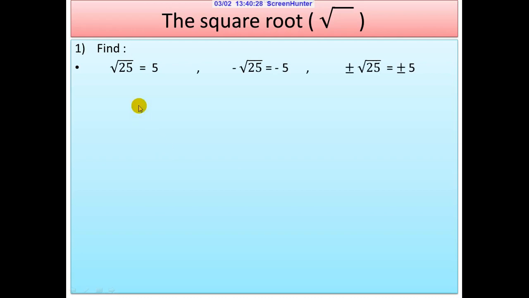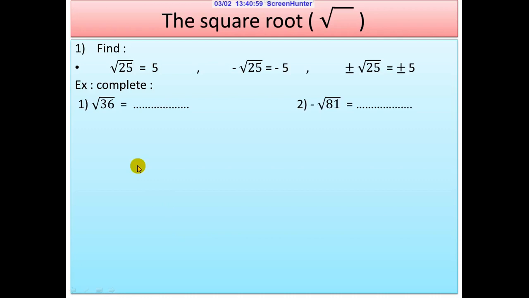Find the square root of 25 here. If he asks me to find the positive square root of 25, it means we take only the positive answer, 5. But if he says the negative square root of 25, it means we take only the negative answer, negative 5. Finally, if he asks me to find the positive or negative square root of 25, it means we take both of them, positive or negative 5. So let's see more exercises of this lesson to understand this point.